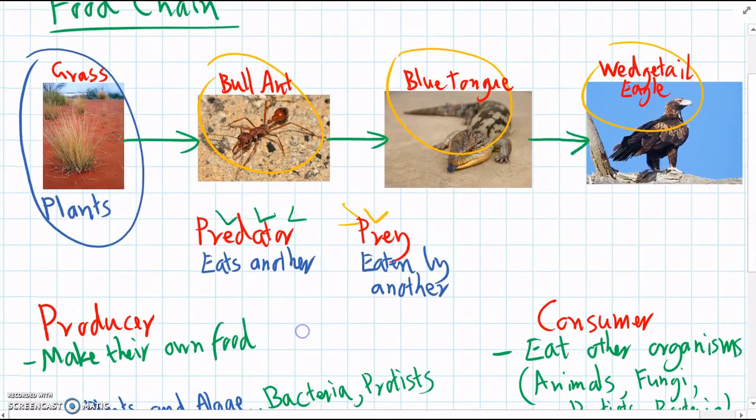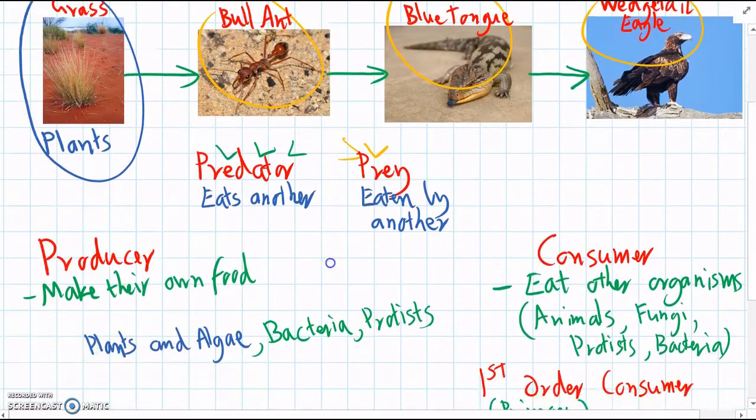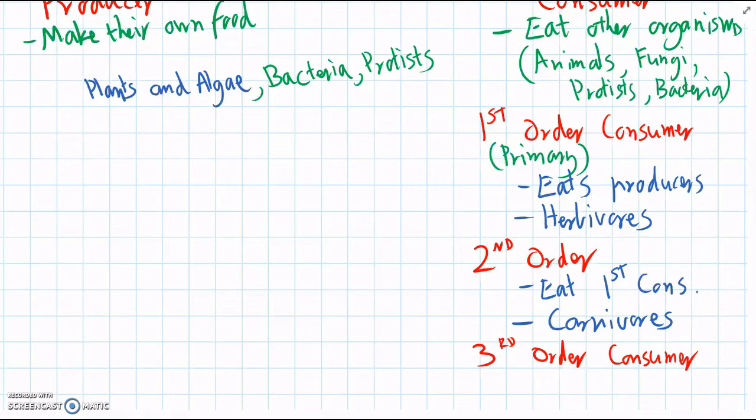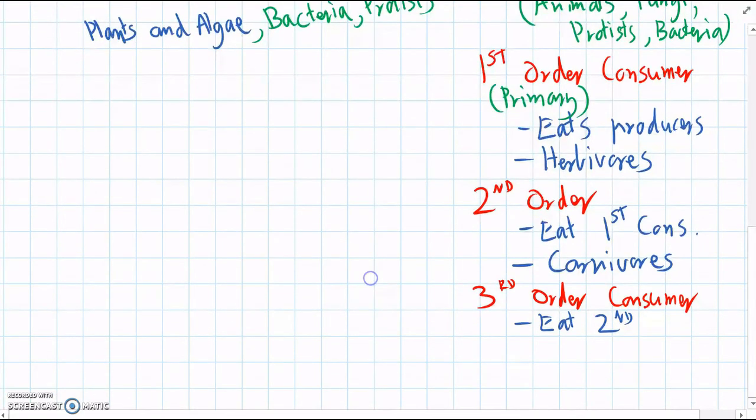Lastly, looking at our food chain, the wedge-tailed eagle, as you can probably guess, we call the third order consumer. And they eat the second order consumers. And again, they're carnivores because they eat other animals.